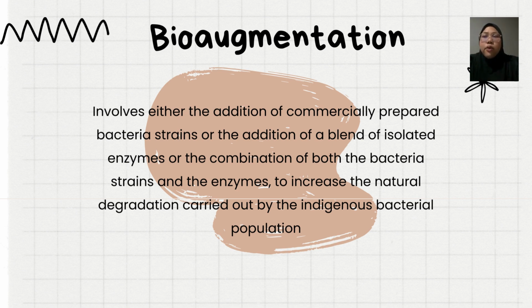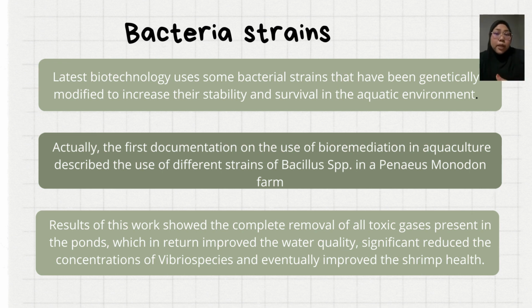Bioaugmentation involves the addition of commercially prepared bacterial strains, the addition of a blend of isolated enzymes, or the combination of both the bacterial strain and the enzyme, to increase the natural degradation carried out by the indigenous bacteria population. Okay, now let me explain about bacteria strain. Latest biotechnology uses some bacteria strains that have been genetically modified to increase their stability and survival in the aquatic environment.